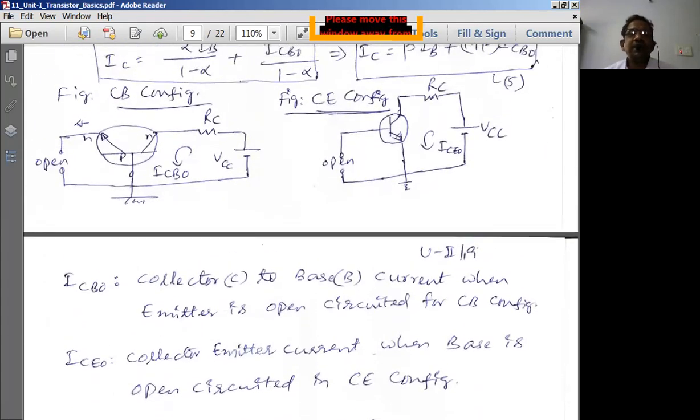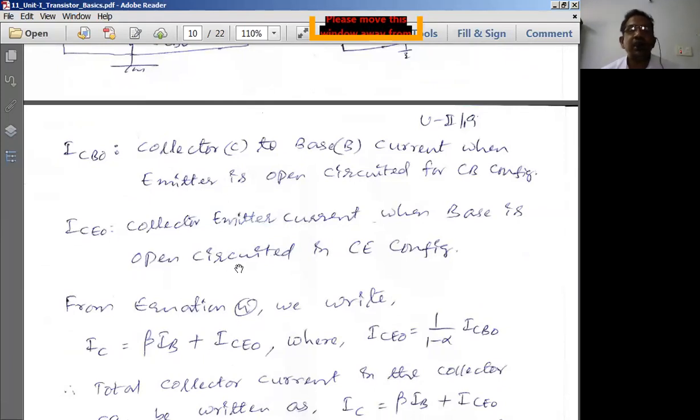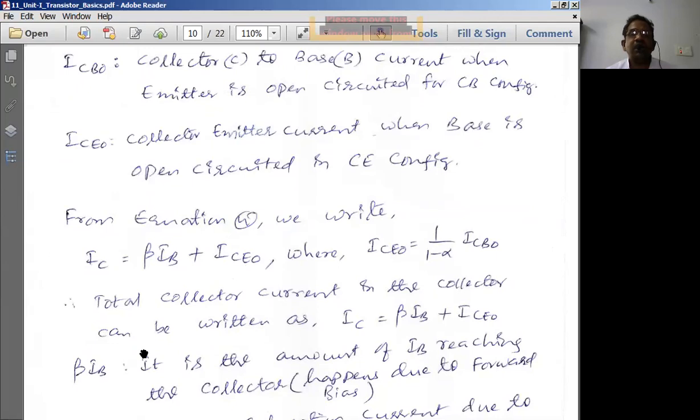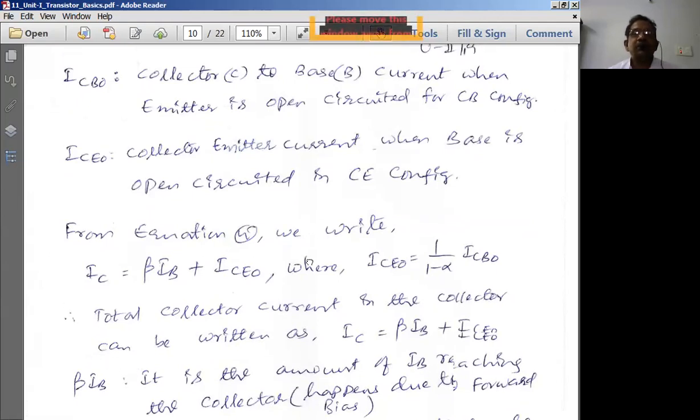So what is ICEO? ICEO is nothing but the collector to emitter current when the base is open circuited. In the common emitter configuration, we get this current. In the common base configuration, we normally get this particular current. Both of them are the reverse saturation currents for that matter. So therefore, I can write this equation 4.